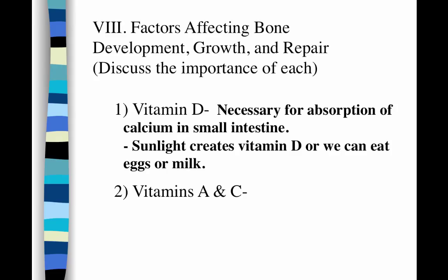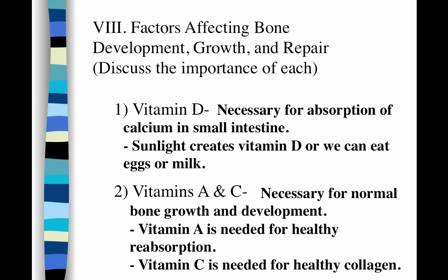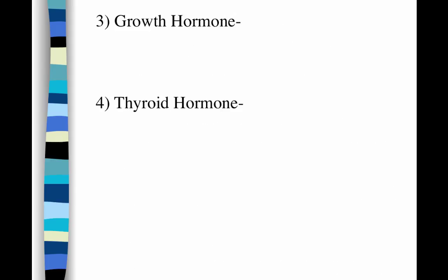And that's why people say that you should either intake a lot of vitamin D or you can go outside and get some sun because sunlight actually triggers our cells to make vitamin D and that will help us absorb the calcium that we eat. Vitamin A and C are also useful in the process of forming bones. Vitamin C is needed for actual collagen.